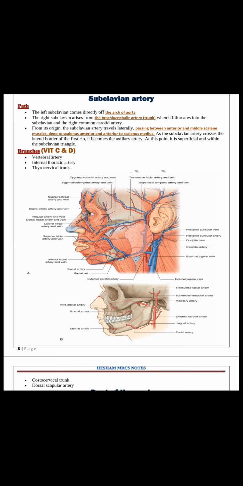Then the costocervical trunk. The costocervical trunk gives you 2 important branches: superior intercostal and deep cervical artery. Then the last one is the dorsal scapular artery. This is all you should know about the subclavian artery in MRCS. Let's go to the root of the neck.